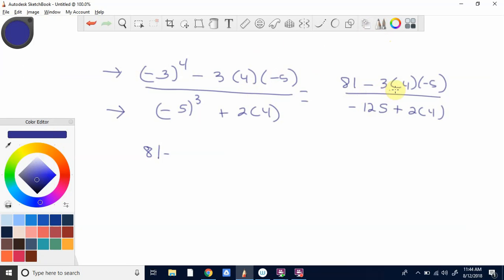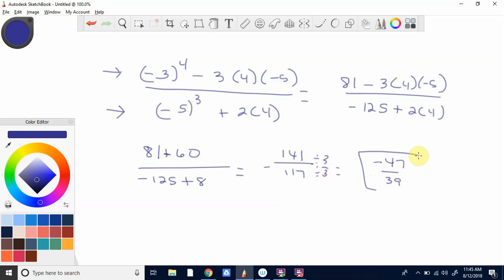Sorry about that. Okay, so negative 3 times positive 4 times negative 5 results in a positive 60 over negative 125 plus 8. So now I'm going to do 81 plus 60, which is 141. Negative 125 plus 8 results in a negative 117. You can divide both by 3, which gives us a negative 47 over 39.